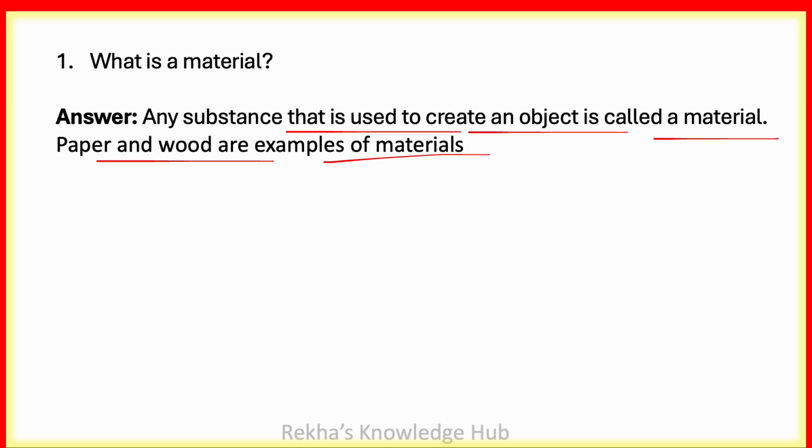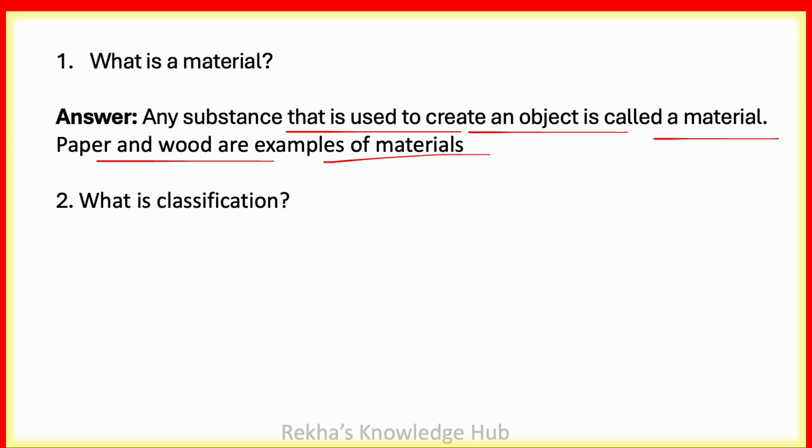So, what is a material? Any substance that is used to create an object, that is used to make something, is called a material. Wood, clay, cotton, paper, etc. are examples of materials. Wood is a material used to make furniture. Clay is a material used to make pots. Cotton is a material used to make clothes, etc. So, any substance that is used to make an object is called a material.